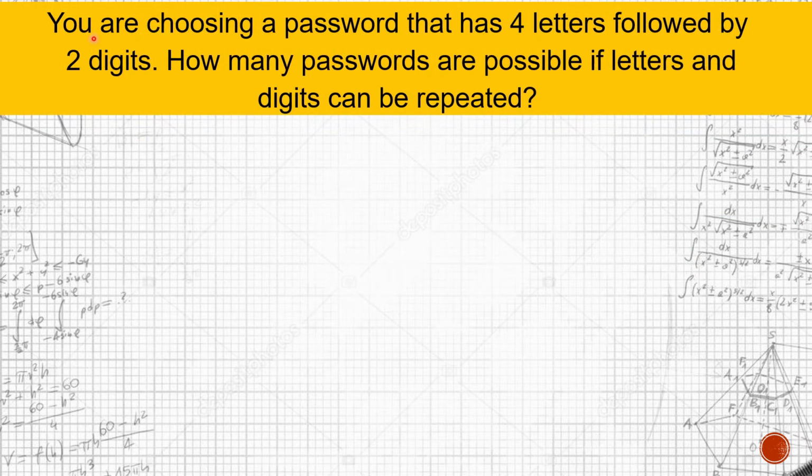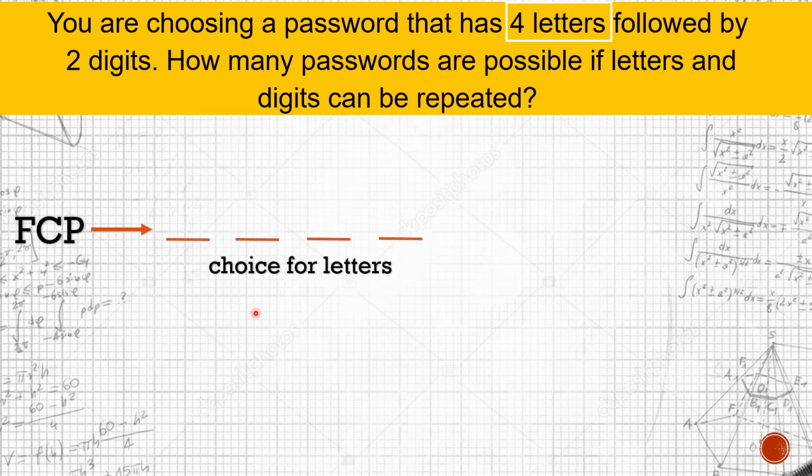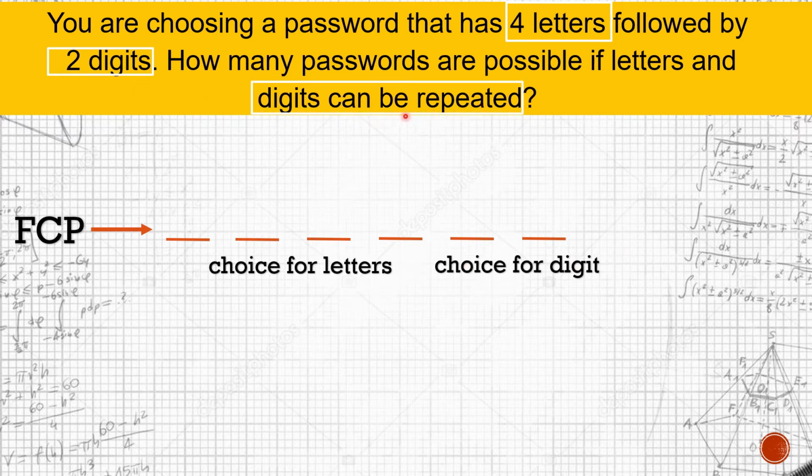Next problem. You are choosing a password that has 4 letters followed by 2 digits. How many passwords are possible if letters and digits can be repeated? So, using fundamental counting principles, we have 4 slot para makapili ng mga letters at saka 2 slot para makapili ng digits. But take note, letters and digits can be repeated. So, pwedeng maulit.